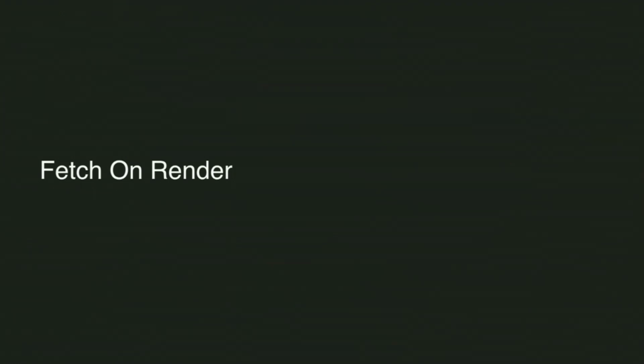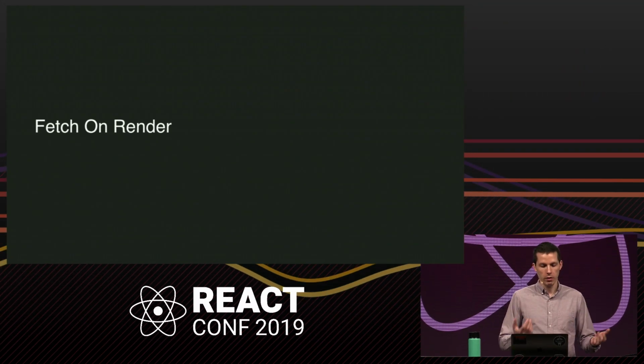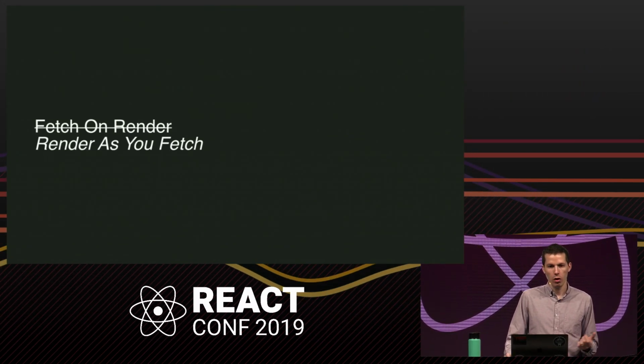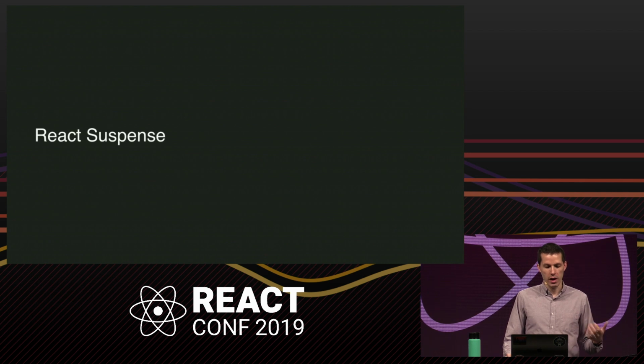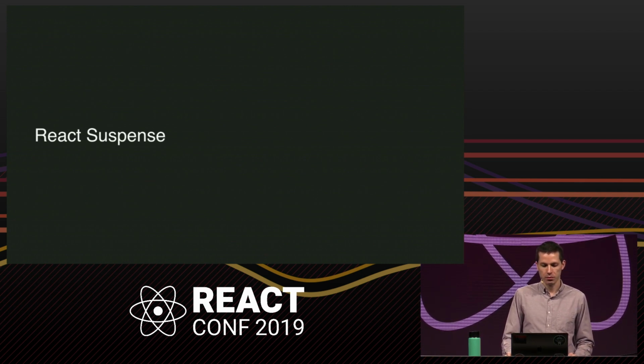The ideal middle ground, though, is to fetch the code and data in parallel and just immediately start rendering. Just whatever data we have, we'll render it, and we'll wait for whatever isn't ready. We call that render as you fetch. And again, this is not really a term that you need to remember. Really, this is what React Suspense is about. It's about rendering a view as the data becomes available.